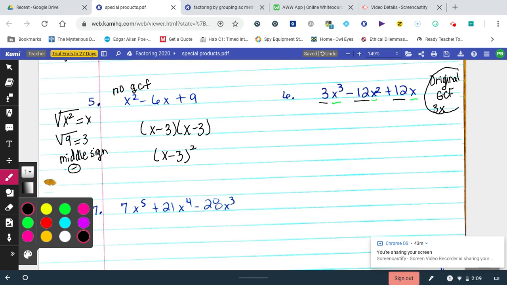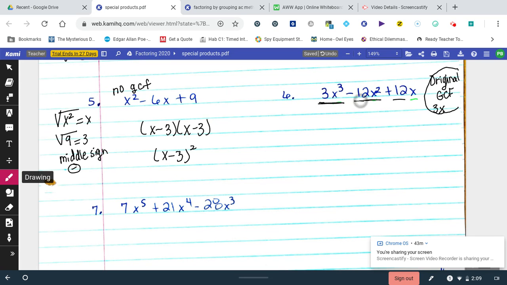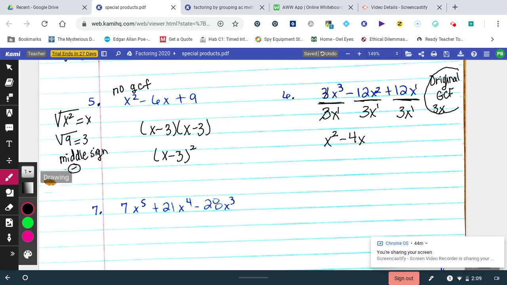So what do you always do with a GCF? Well, you always divide. So you're going to try to make this smaller. You're reducing it. Divide each term by 3x. All right, so these will cancel, and x cubed minus x is x squared. Negative 12 divided by 3 is negative 4. 2 minus 1 is just x to the first. These are exact matches. They're going to cancel. Let me do them in a different color.